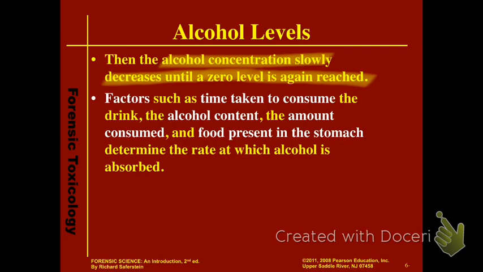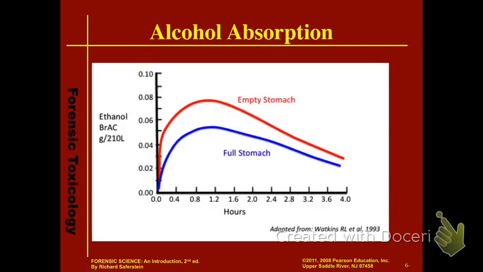There are different factors that determine the rate at which alcohol is absorbed. Those include time taken to consume the drink, the alcohol content, the amount consumed, and food present in the stomach. Those all can affect alcohol absorption. So here we see the difference between alcohol absorption on a full stomach and on an empty stomach. On an empty stomach, the blood alcohol levels go way higher, and they stay higher for a longer period of time. Whereas if a person has a full stomach, that spike is a little bit lower, and it continues to be lower.